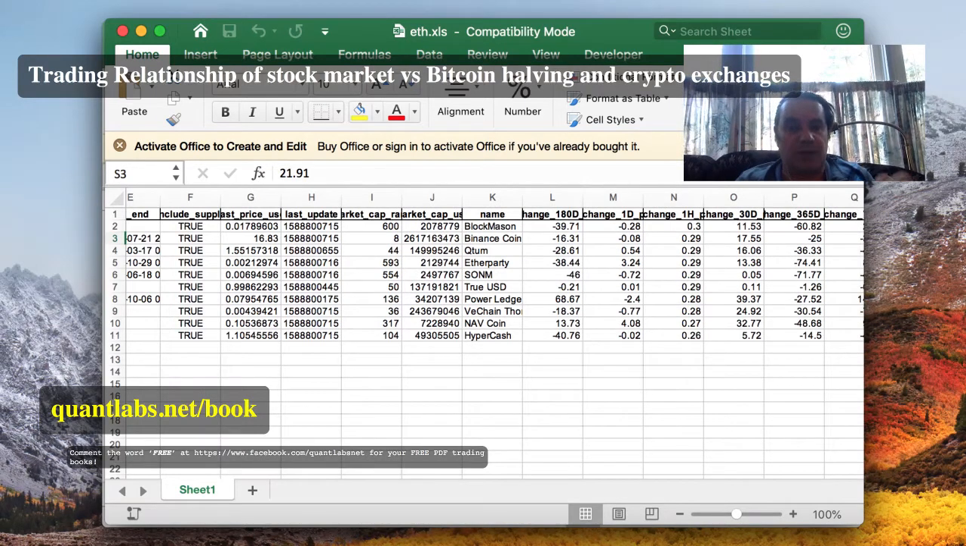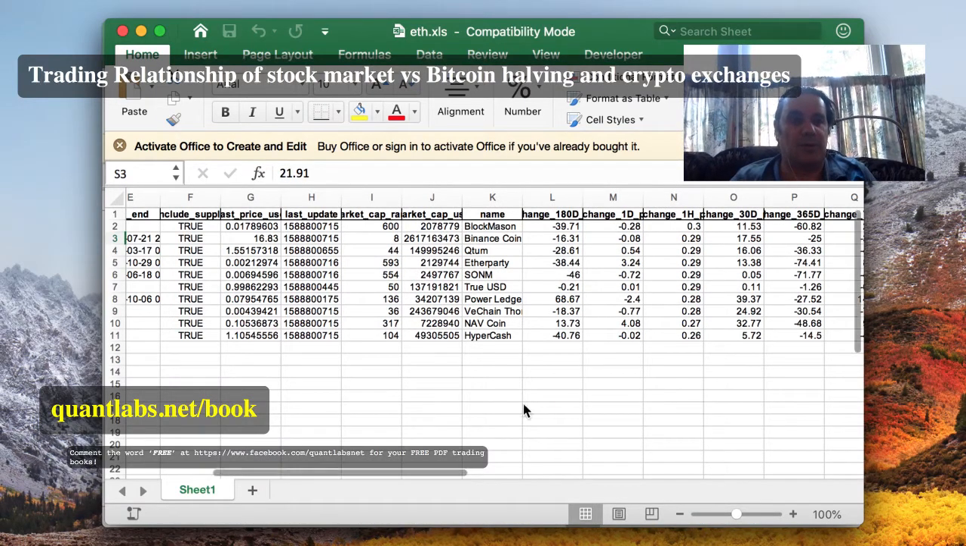But I just want to show you that crypto is easily the number one asset class out there, bar none. That's why I only trade it.